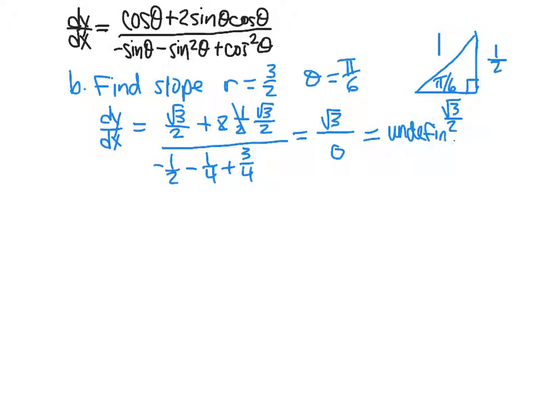The slope is undefined when r equals 3/2 and theta equals pi/6. So what does that mean in terms of tangent lines? Well, the tangent line is vertical.